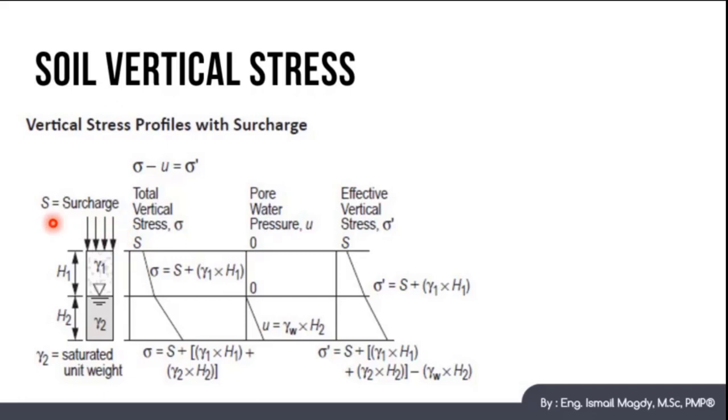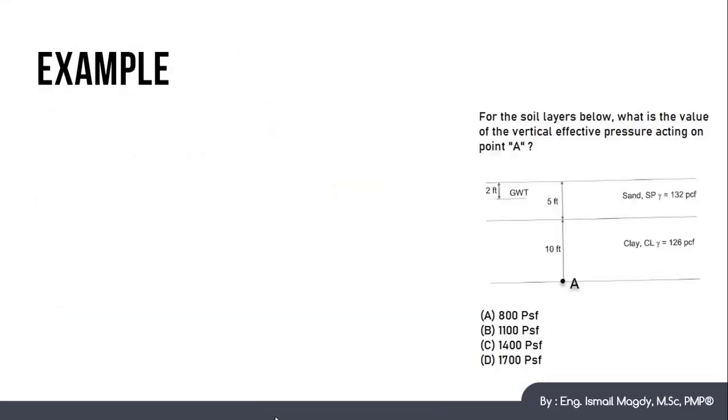So now, let's have an example on this. So let's check this example. We have this soil here consisting of two layers, 5 feet depth and 10 feet depth. The first layer is sand with density of 132 pounds per cubic foot, and the second layer is clay with density of 126 pounds per cubic foot. We have groundwater at depth of 2 feet from the top, and we want to calculate the vertical effective pressure acting at point A, which exists at the bottom of the second layer.